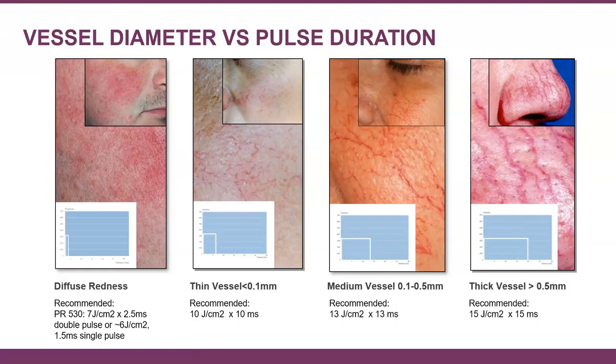Then we're looking at thin vessels. Here we could be using 10 milliseconds. Vessels get a little bit bigger as we're moving further right. So we're moving to 13 milliseconds. And then for the thicker vessels, we're up to 15 milliseconds. So you can see very logically, we increase that pulse duration just dependent on the size of the vessel that we're actually treating.